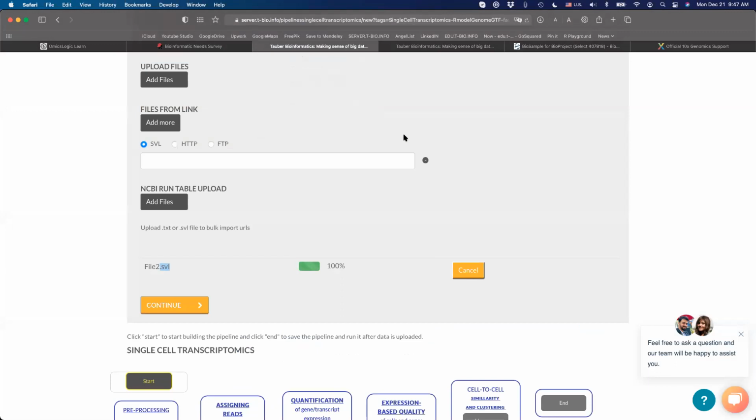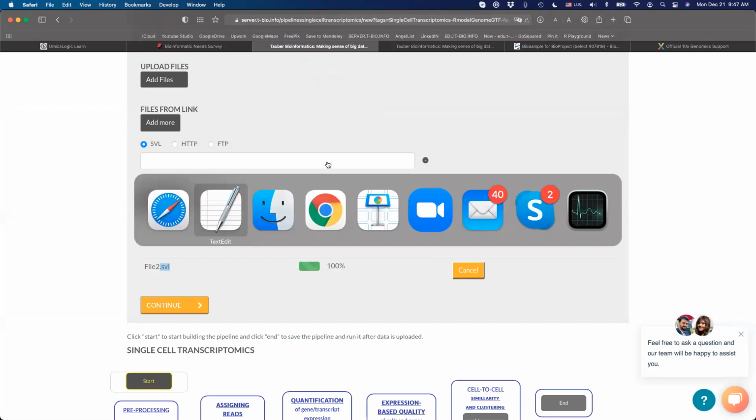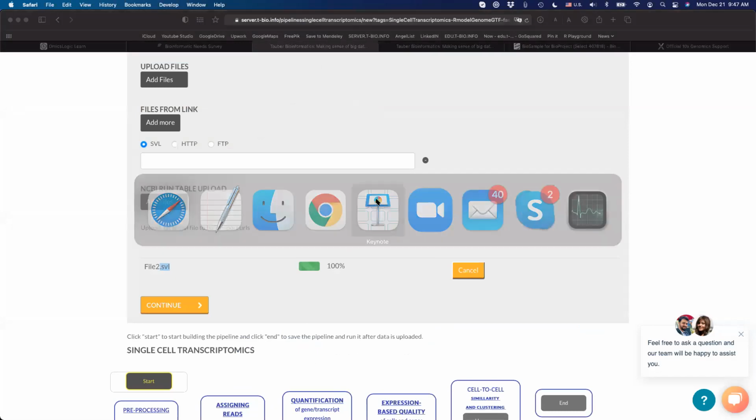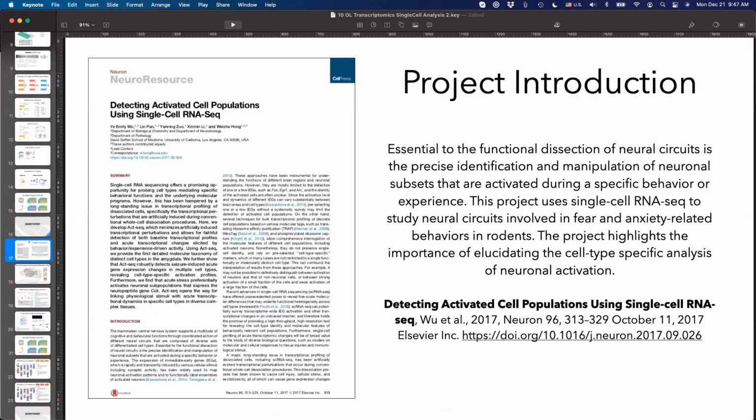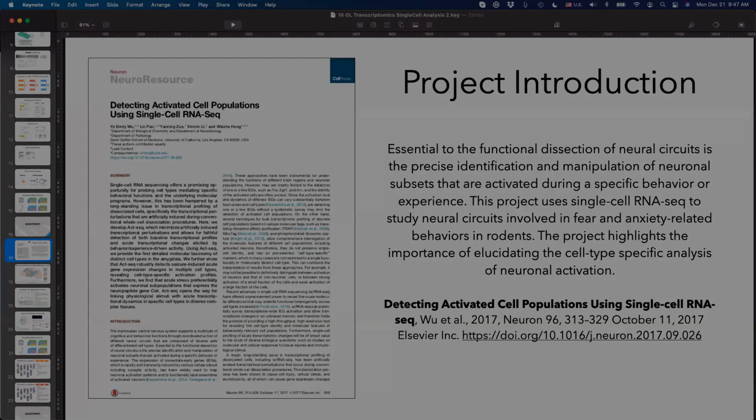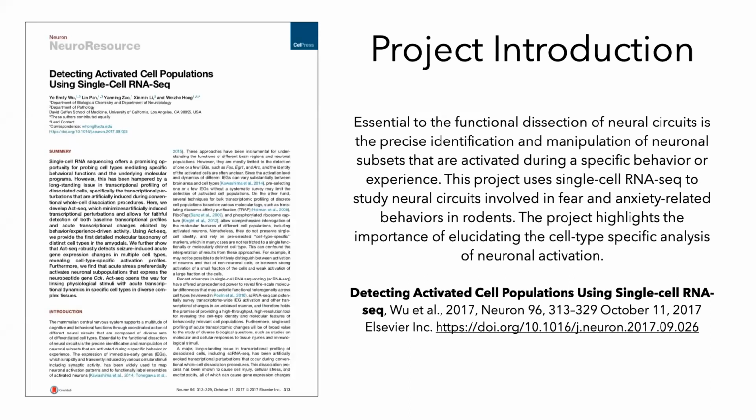Okay, so if everyone had a chance to start this pipeline, I just want to give you a sense of what specifically in this project was being done so that we understand the context. So this data set is about the brain cells. Neuronal circuits, and the cellular mechanisms and pathways that are involved in behavioral response, are key for our understanding of anxiety-related behaviors in rodents.